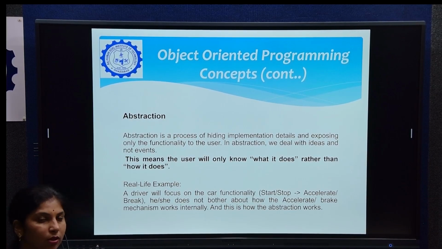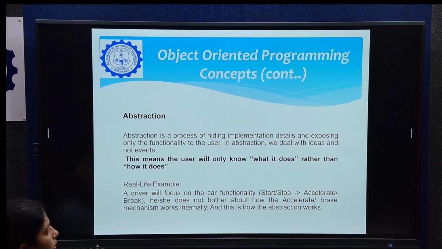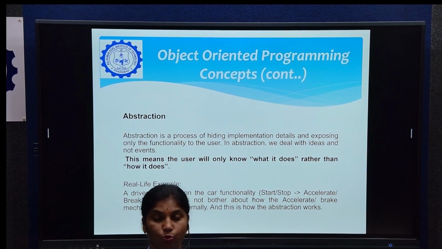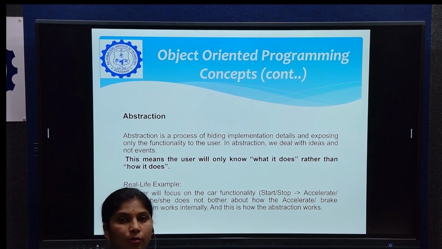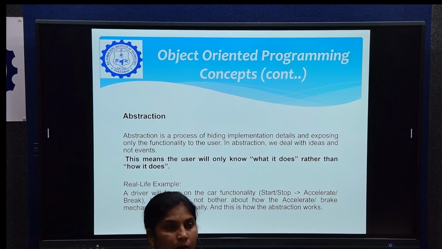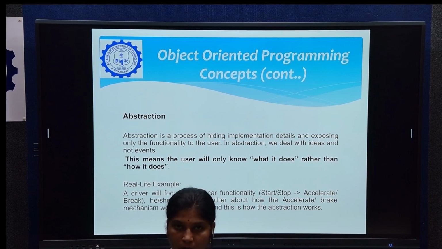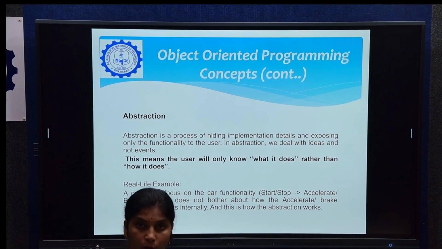Abstraction is a process of hiding implementation details and exposing only the functionality to the user. In abstraction, the user is only aware of what function is going on. The user doesn't have knowledge of, or interest in, how things are going on.